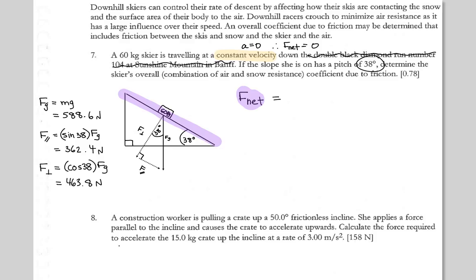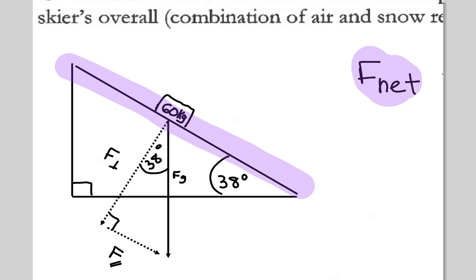Okay, so F net on that angle. Let's take a look at what forces are acting on this box. Obviously there's a normal force, Fn. It's got to be the same size as F perp, because they're balanced.